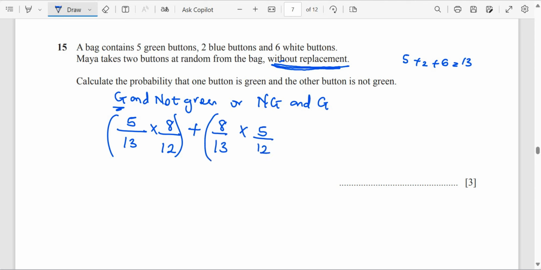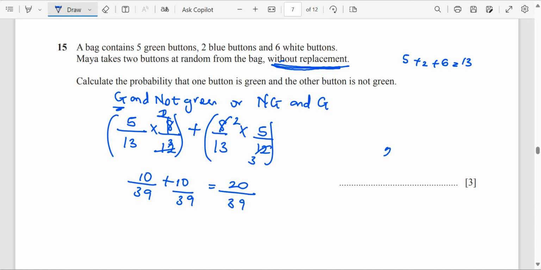You can as well just multiply the first one by 2 to also give you the same answer. So when you add this up, let's see, this will cancel out. Let's reduce it to the lowest terms first. 4 will go here 2 times. 4 will go here 3 times. So that's 10 over 39 plus, for this one too, same thing, 2, 3, 10 over 39, and this is going to give us 20 over 39. 20 over 39.